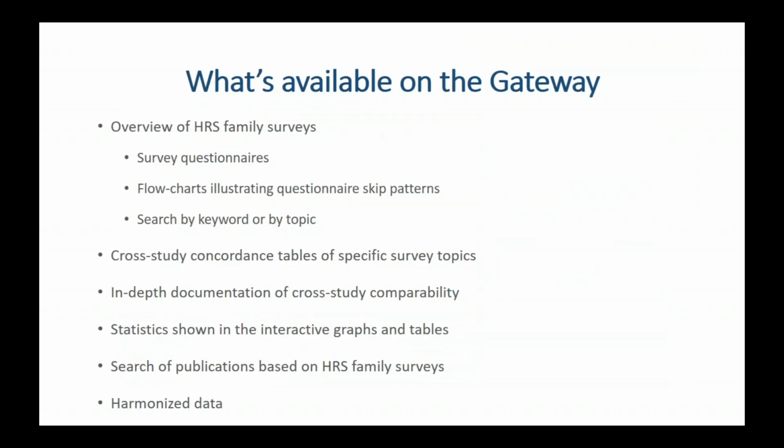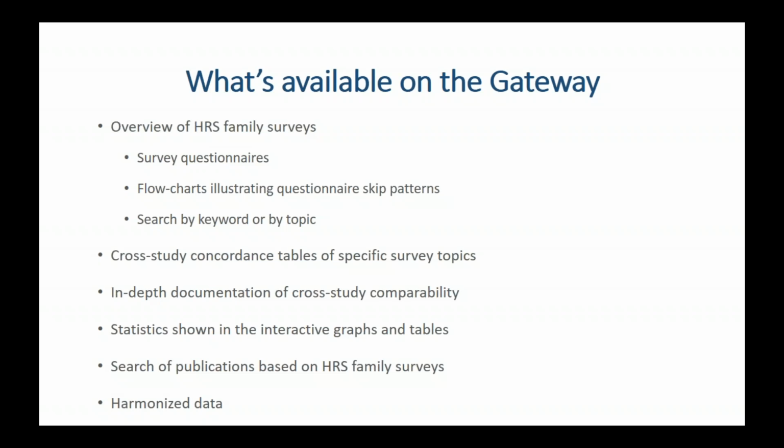The Gateway has an overview of the HRS family surveys, including the survey questionnaires and flowcharts that easily illustrate the skip patterns. And you can search the information by keywords or by topic. We have cross-study concordance tables of specific survey topics and in-depth documentation of cross-study comparability.